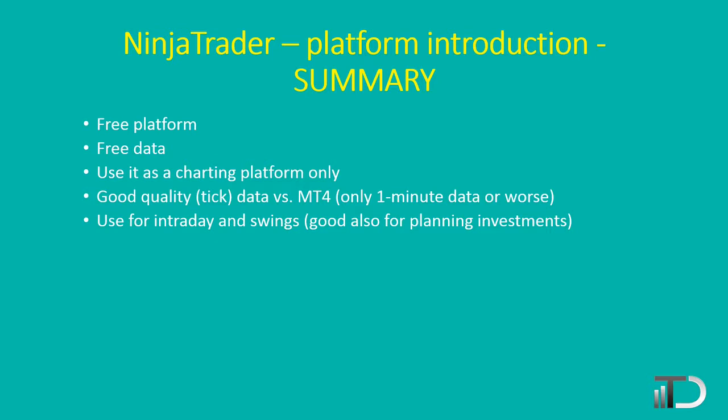Let me now do a very quick summary of this video and of the reasons why I prefer NinjaTrader over MetaTrader. NinjaTrader is a completely free platform with free data. I use it as a charting platform only. I trade with my own broker, but I use NinjaTrader for charting. NinjaTrader has good quality data. It has the tick data, whereas MetaTrader only has 1 minute data or worse, and the 1 minute data is only limited, so you don't have unlimited history of 1 minute data, you only have a few months of it. And I prefer to use NinjaTrader both for intraday and for swing trades, and also I like it for planning my investments. I'll be talking about this later in this course.